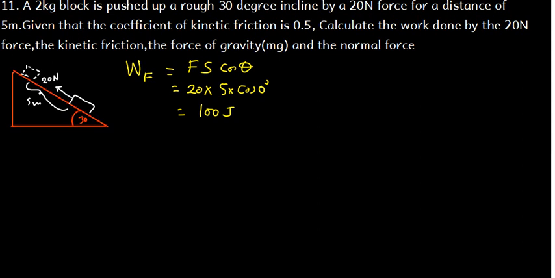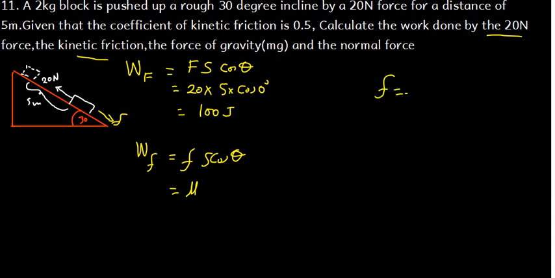Now the second one we want to calculate. So we calculated the work done by the 20 newtons force. What of the work done by the friction? So work done by the friction is simply the friction times distance cos theta. Now notice that the friction goes in the opposite direction, because friction is going to be acting in this direction. But how do you find friction? Friction is given by coefficient of friction times the normal force. So just this portion here is giving us this.